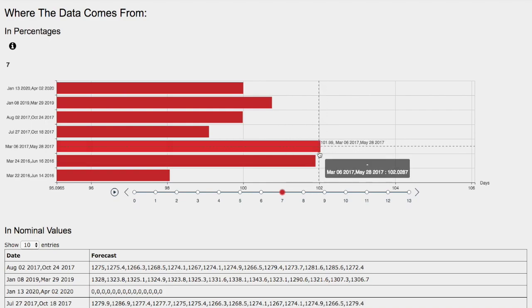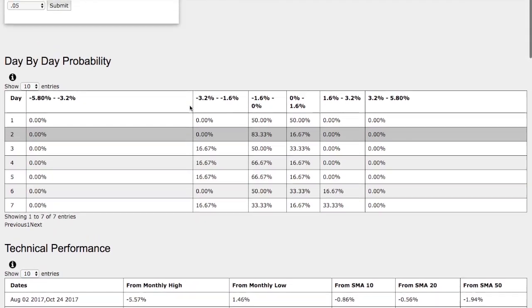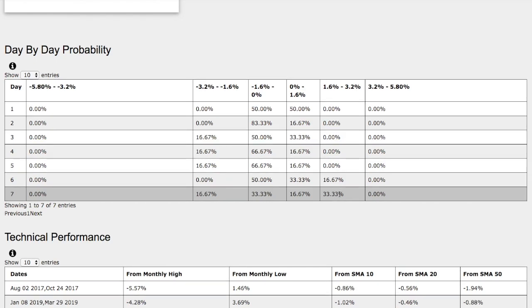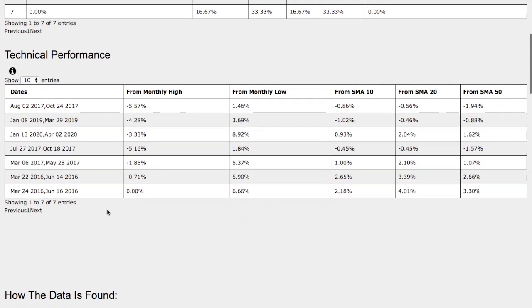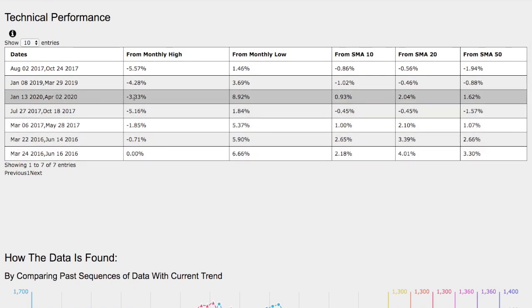So the trend that we just examined was March 6, 2017 to May 28, 2017. Back then, gold futures was up 2%. And if we head back to the day-by-day probability model, that coincides with the standard deviation of 33%. If we examine closer at the technical performance of the current trend, we're down 3% from monthly high, up 9% from monthly low, up 1% from 10 simple moving average, up 2% from 20 simple moving average, and up 1.6% from 50 simple moving average.